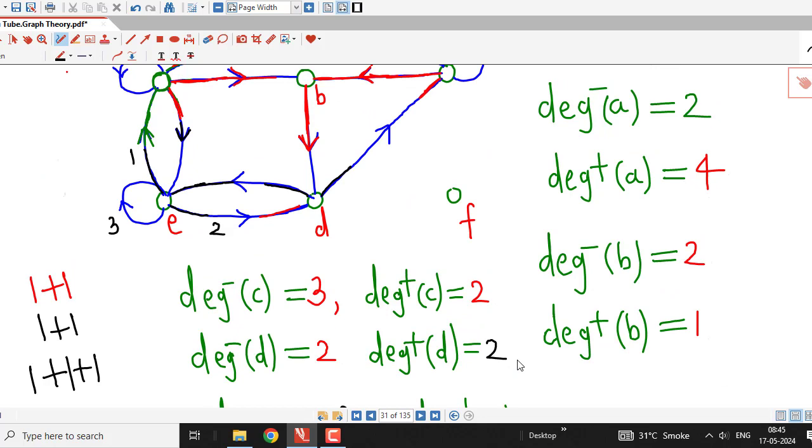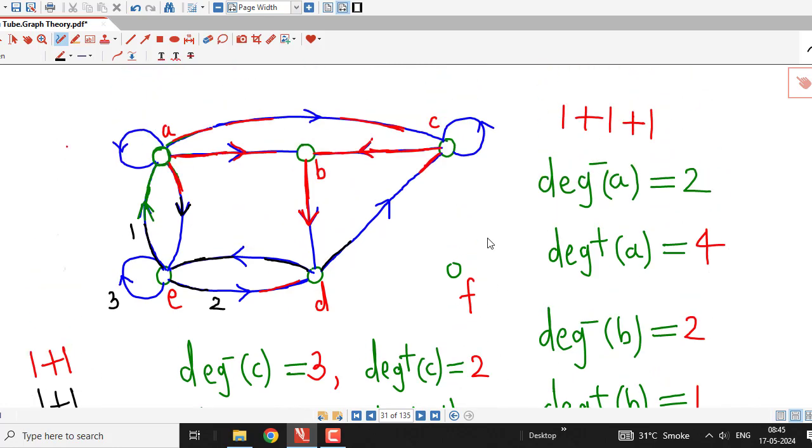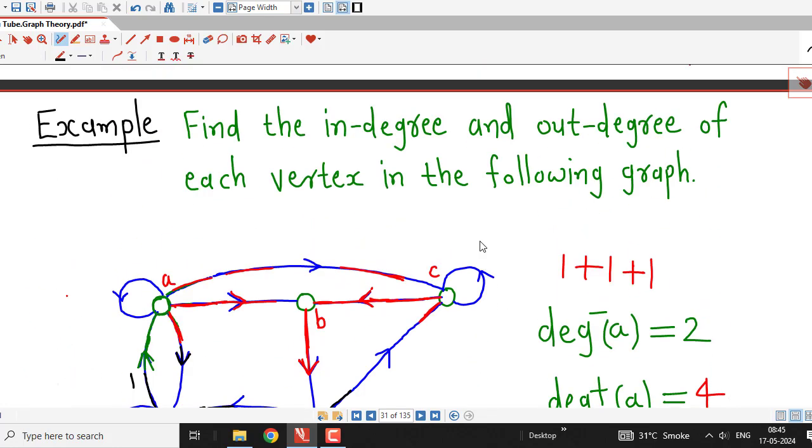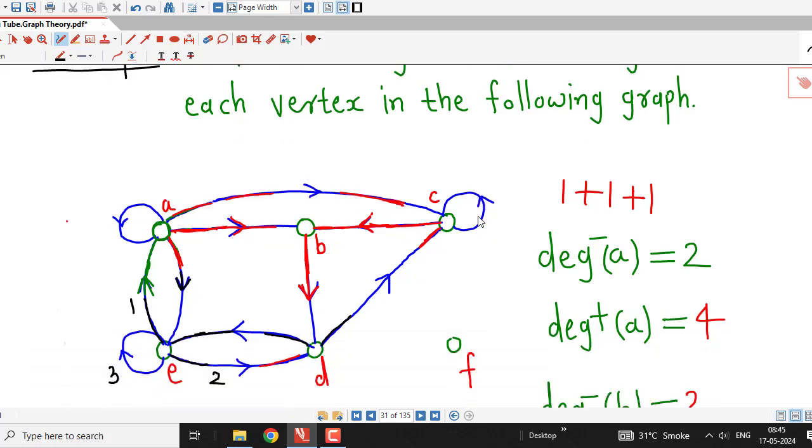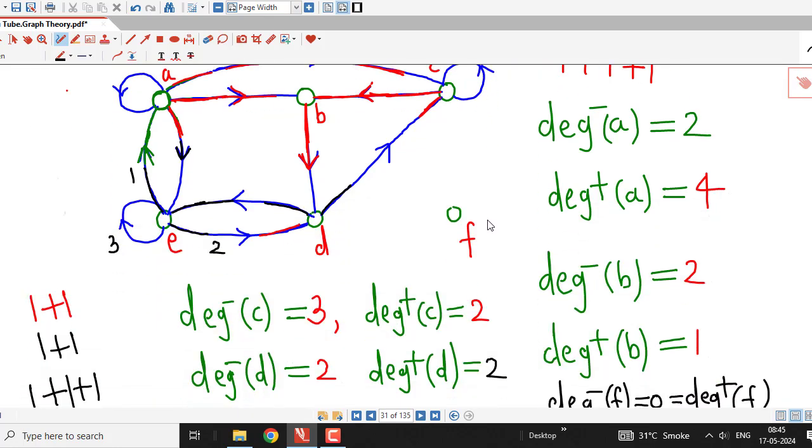And we can see this vertex F is an isolated vertex, so there is no edge which is going to F and going out of F, therefore in degree and out degree of vertex F are 0. So it is very easy to count the in degree and out degree of each vertex in the following graph.